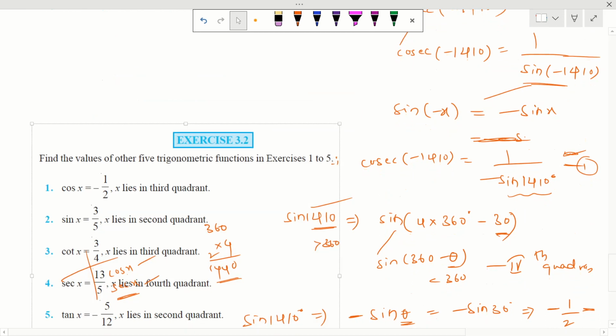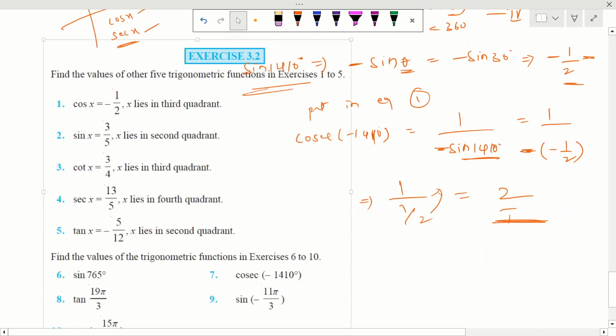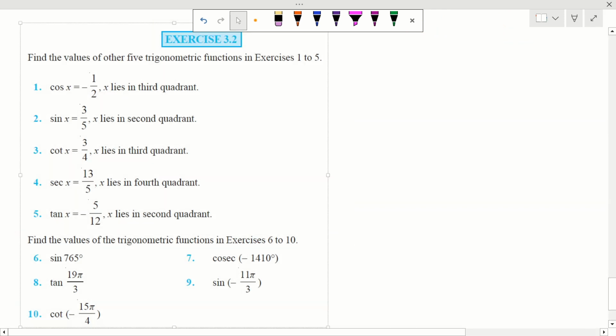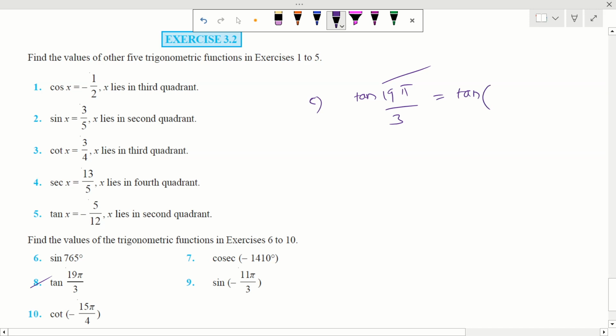Now we'll go to the eighth one, which is given as tan 19 pi by 3. When a problem like this is given, we have to write tan of pi by 3 separately, so there is some value of pi by 3 here.